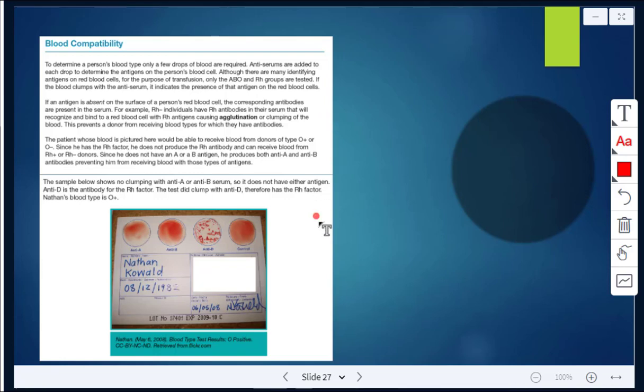So here in this example, there's no clumping with the anti-A or anti-B serum, so it does not have either antigen. Anti-D is the antibody for the Rh factor. And then this one here is the control. The test, what we see here is it did clump with anti-D, therefore it has the Rh factor. All right, so this person's blood type is therefore O positive.